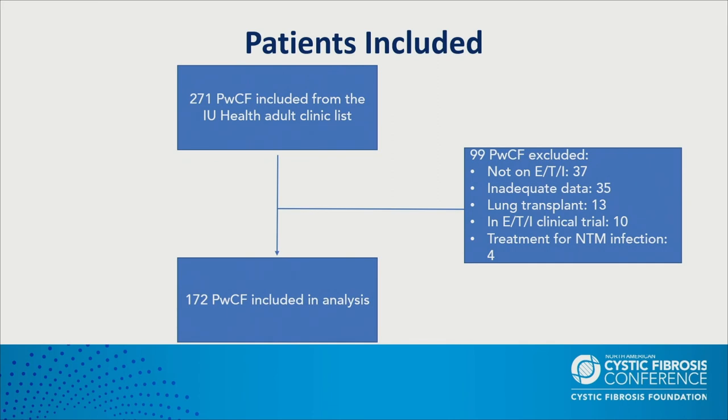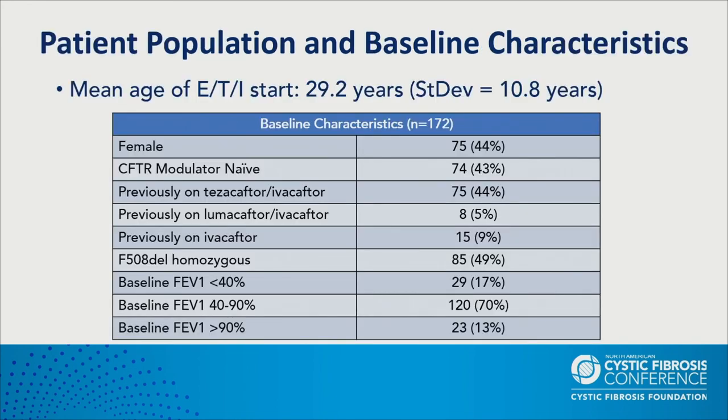271 patients were part of our initial inclusion from the adult cystic fibrosis clinic center list. 99 of these were excluded for one of the exclusion criteria that I listed previously. As you can see the breakdown of each of these. So this left us with 172 patients that we included in our overall analysis. This is an overview of the baseline population and baseline characteristics. So mean age at start was 29.2 years with a standard deviation of 10.